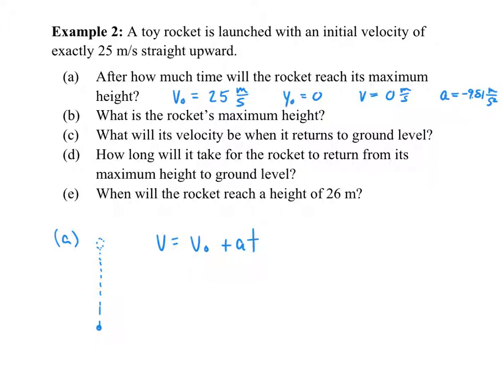So we want to find time. Let's subtract V0 and let's divide by a. Okay, there's time right there. V minus V0 over a. So it's 0 minus 25 divided by negative 9.81. Okay, again, I could have done this in the very beginning of the problem. And I could just call this 0 right here, because again, it stops at the top.